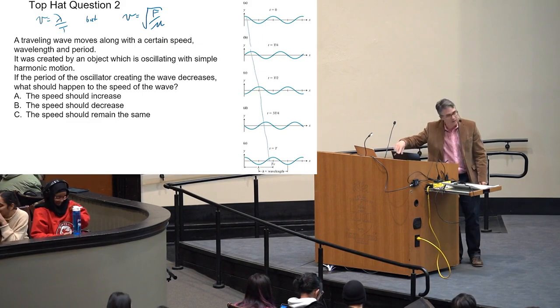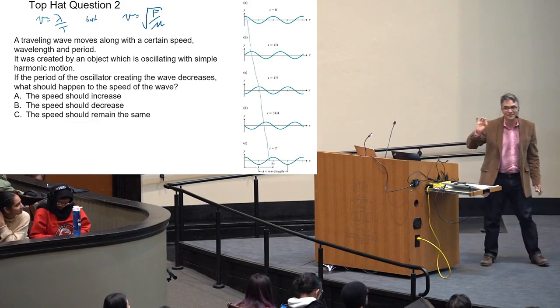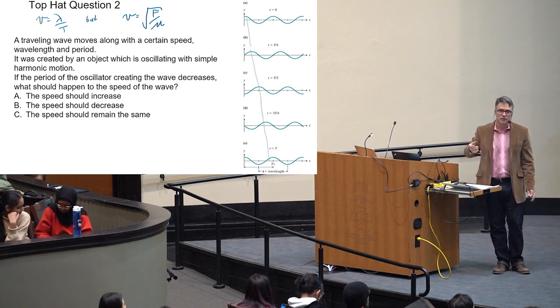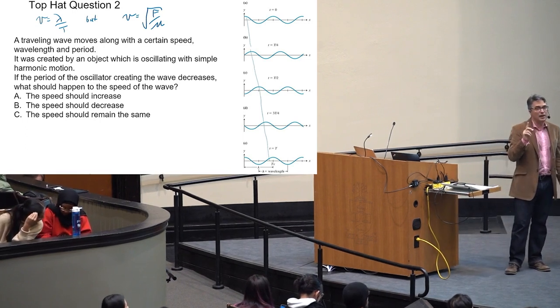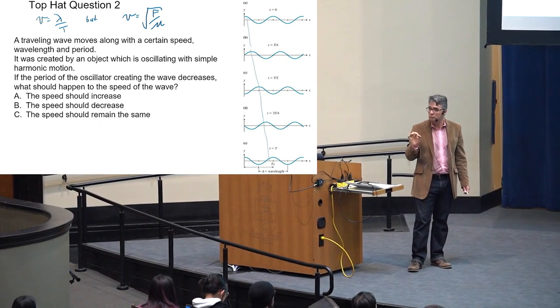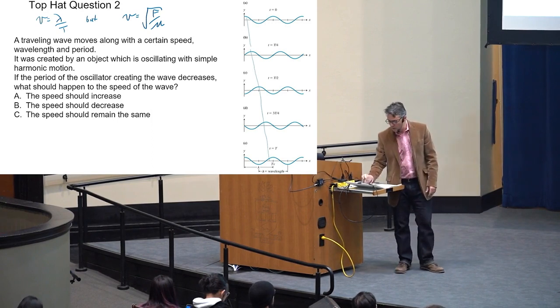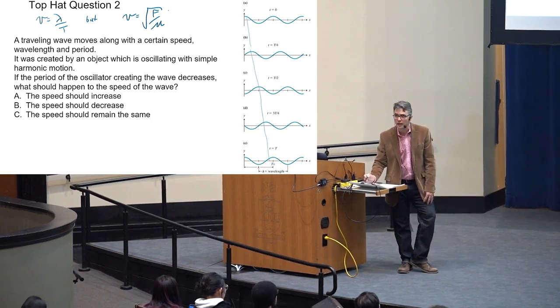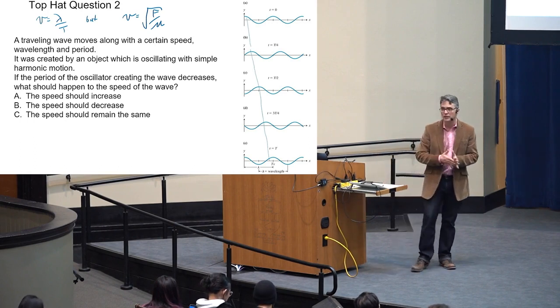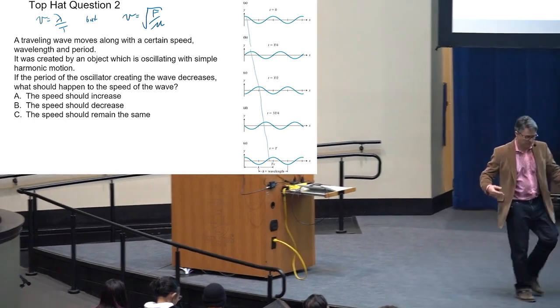So definitely V is lambda over T. And so you'd think that if you decrease the period, the speed should increase. But if you think about it, that assumes that the wavelength is fixed. Whereas you have this other equation that V is equal to the square root of the tension divided by the mass density of the string. That is actually what's fixed. So V is fixed, and if you change the period, you change the wavelength.